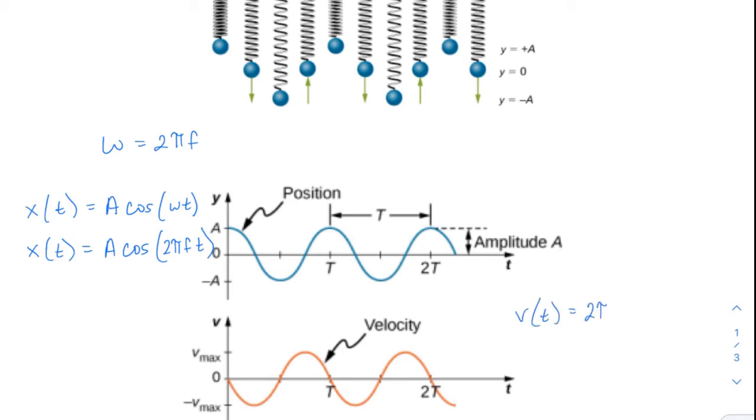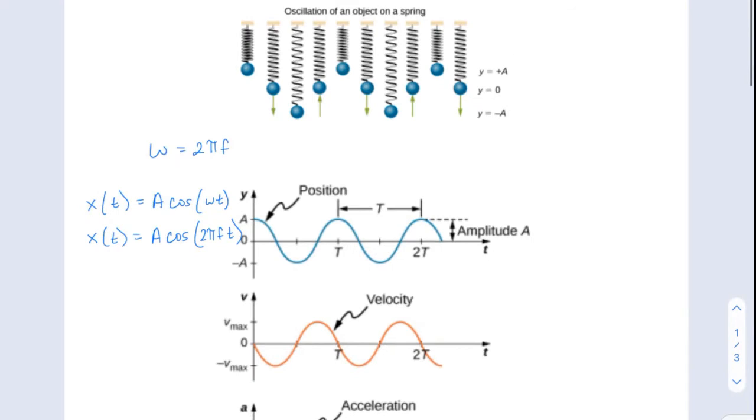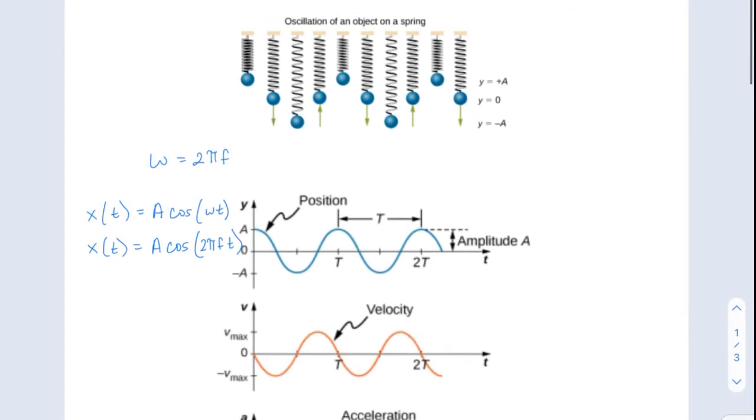Sorry guys, I'm really feeling crunched for space here. Okay, here we go. Third time's a charm. v(t) is equal to negative 2 pi f times amplitude times the sine of 2 pi f t.